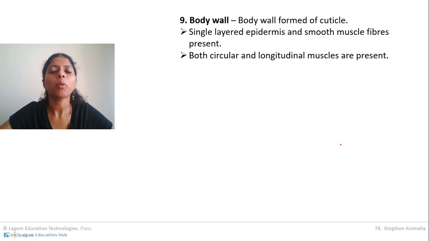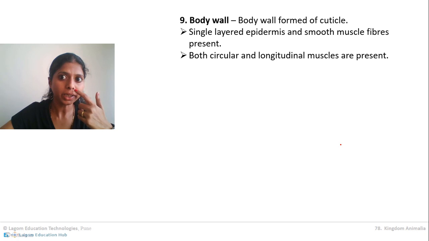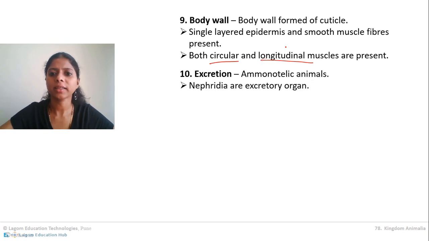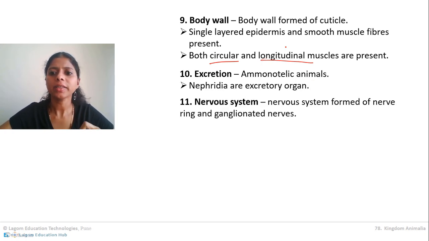Then their body wall is covered by a cuticle, and they show good development of muscle. Both circular as well as longitudinal muscles are present. Remember, before we studied Nematoda. Nematoda had only longitudinal muscles. Circular muscles were totally absent. But these show circular muscle as well as longitudinal muscle. Excretion is by nephridia.